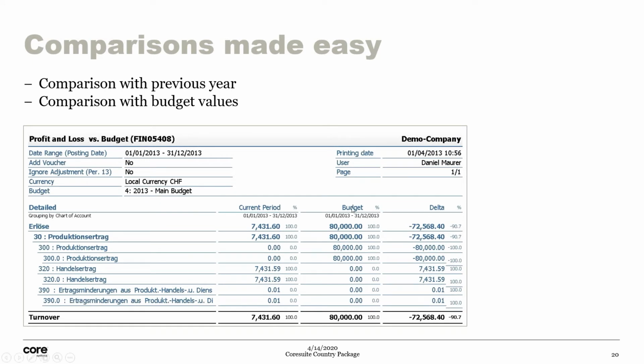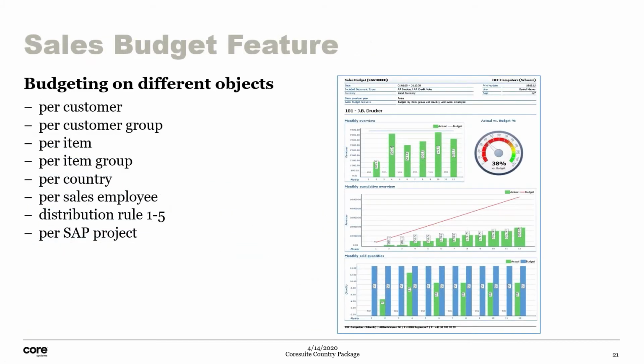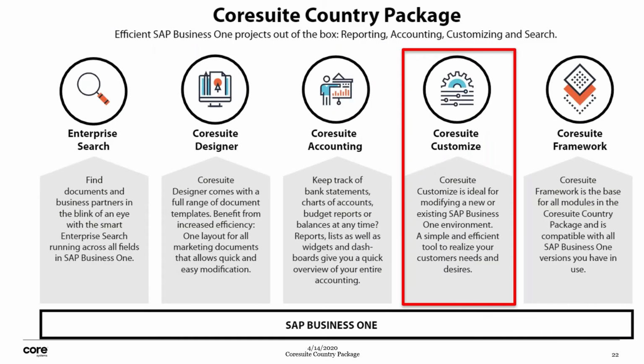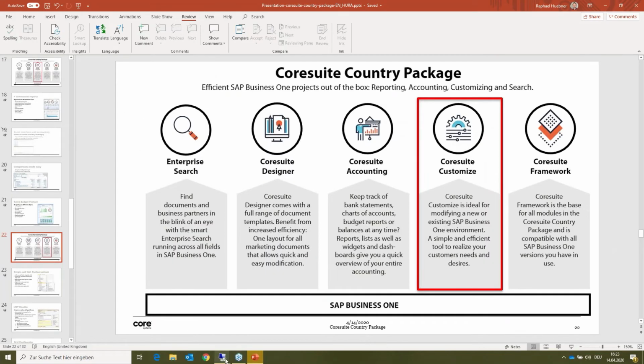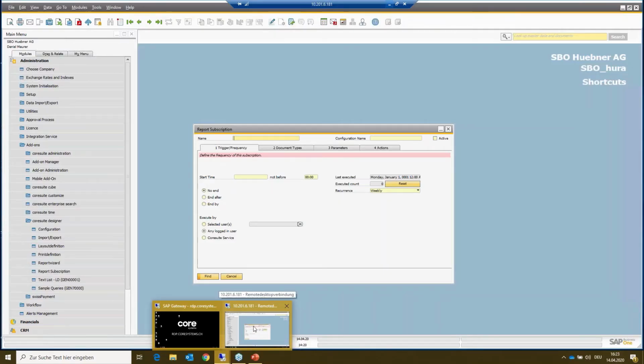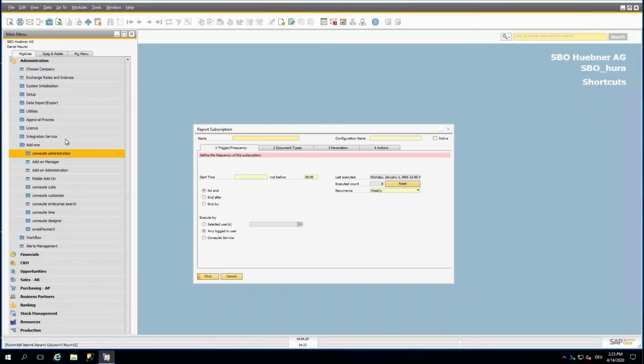It looks then as example like this, but we can take a look also in the demo environment in a second when I show you where it is there. You can create sales budgets also with Coresuite Accounting so that you have a budget on different objects, on customers, items, item groups, sales employees, whatever. You can create them very easily with the sales budget wizard. And before we jump there to the next module, I'll just go quickly here inside.